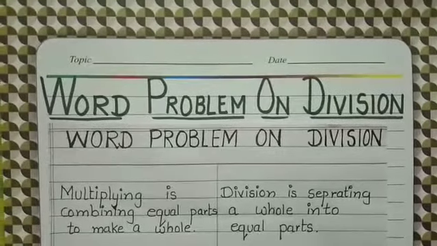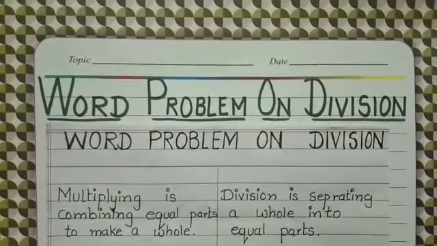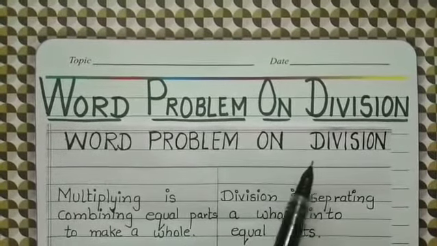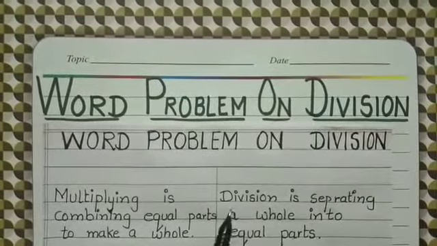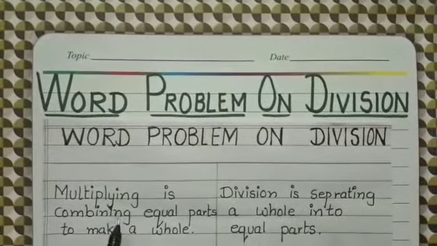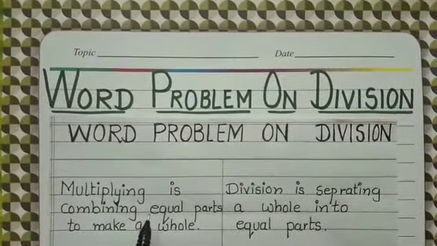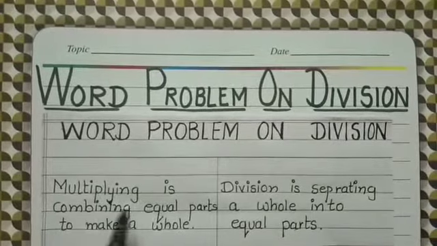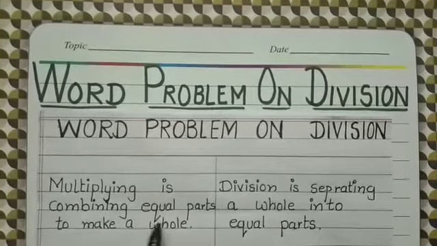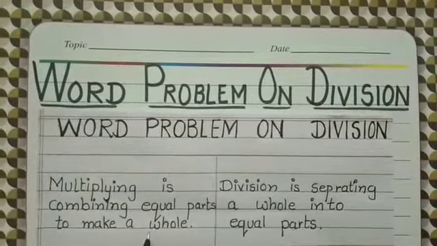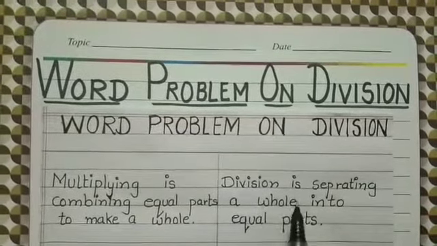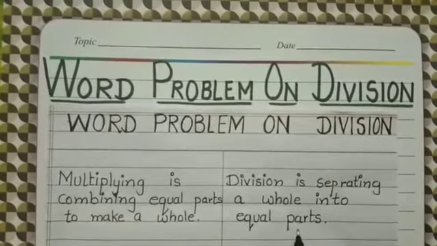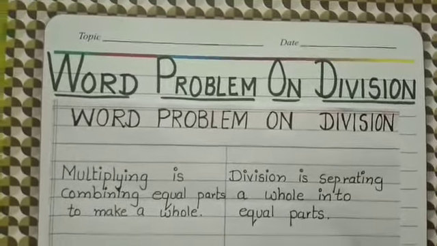Good morning students. Today we are going to solve word problem sums on division. We get confused many times whether the question is of multiplication or division. Let's clear the concept. Multiplying is combining equal parts to make a whole, whereas division is separating a whole into equal parts. It can be understood by the following diagram.